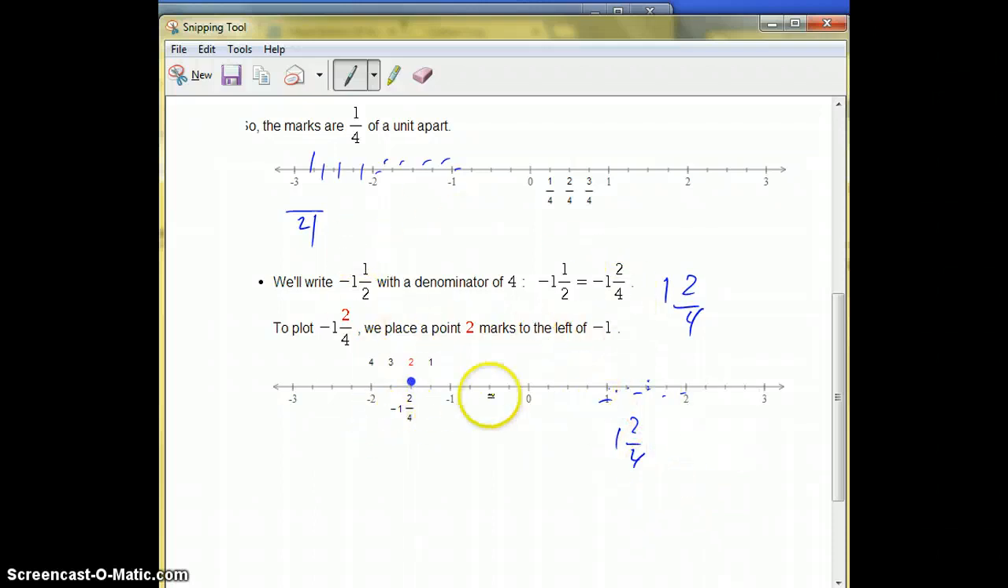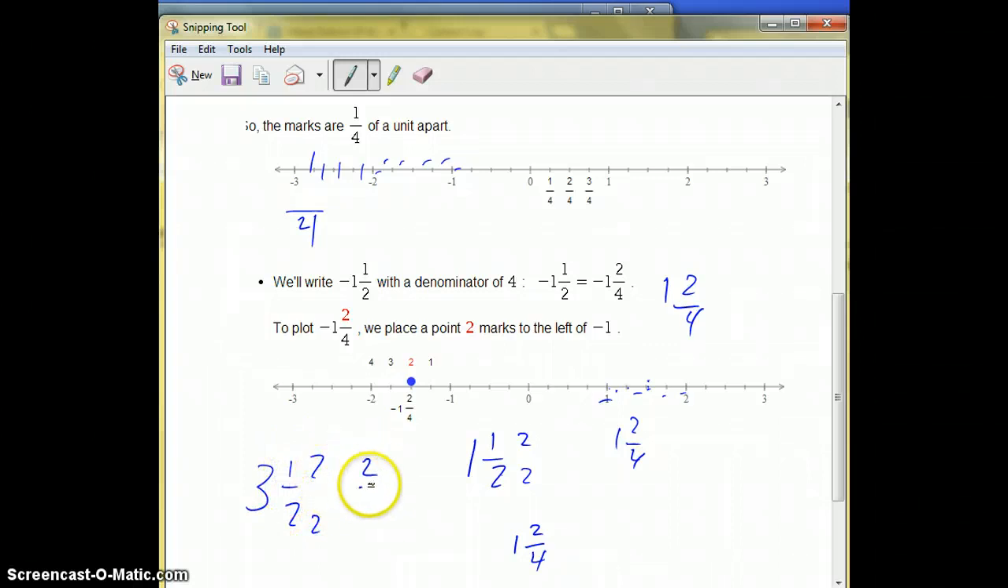Now, if you look at the same number line and it says plot 1 and 1/2, you want to convert this 2 to a 4 because you have 4 spots. So you take 2 times 2, and now you have 1 and 2/4. Or let's say you have 3 and 1/2. Well, you convert it to make it 4 spots: 3 and 2/4. The reason why you convert it to 4 is because that's how many equal parts you have between numbers.